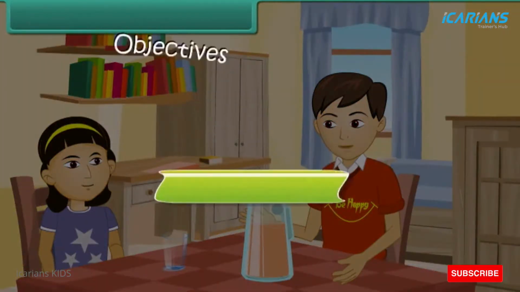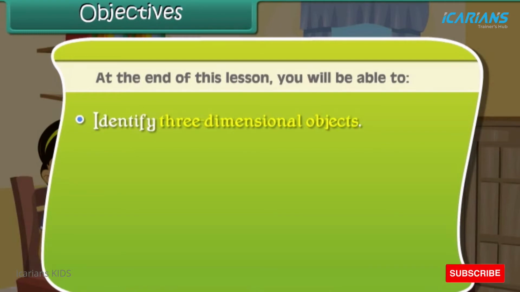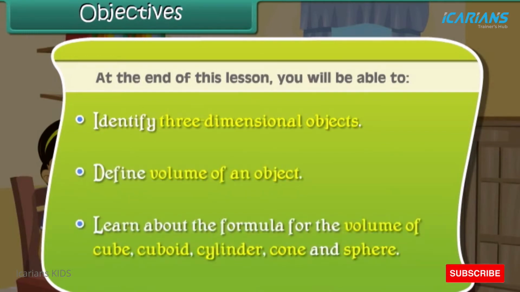Objectives. At the end of this lesson, you'll be able to identify three-dimensional objects, define volume of an object, and learn about the formula for the volume of a cube, cuboid, cylinder, cone, and sphere.